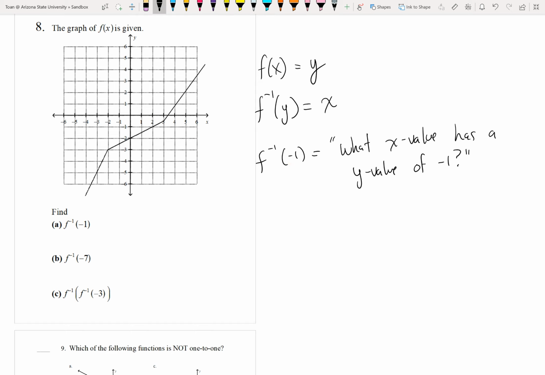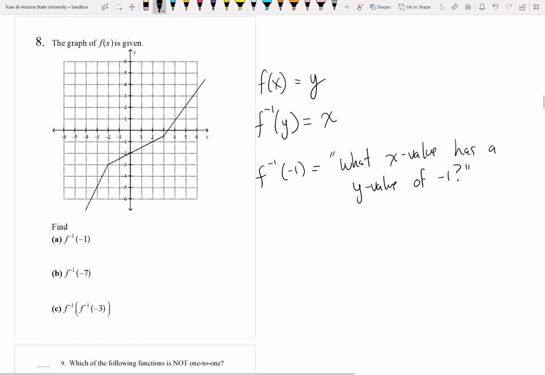So with a graph, notice this graph is for the original f function. So I can look at the graph and see where is y equals negative 1. So well, this line here is y equals negative 1. Well, what part of the function has a y value of negative 1? And hopefully we can see it here. What is its corresponding x value? Oh, it's 2. So the answer is 2. Okay.